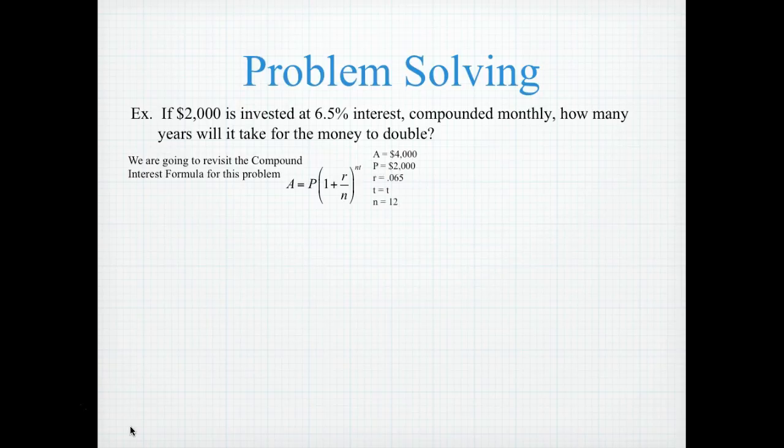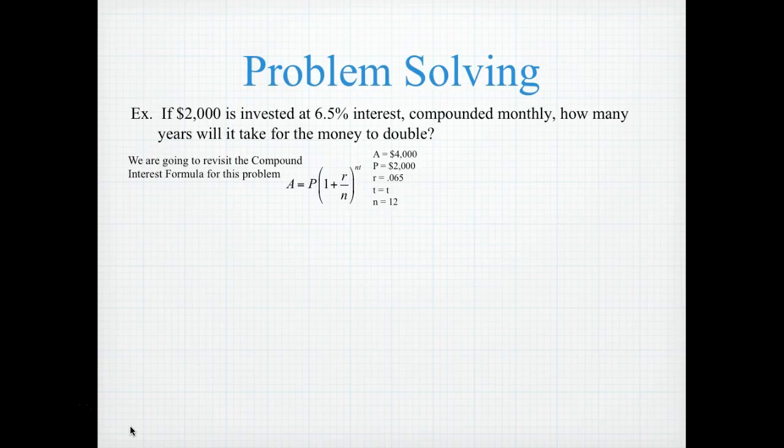So for this problem, we have the following values. The value of P is 2,000. That's what we're initially investing. And we want to see how many years it's going to take for our investment to double. So for that reason, the value of A, the money we have left at the end of our investment, is going to be equal to 4,000.